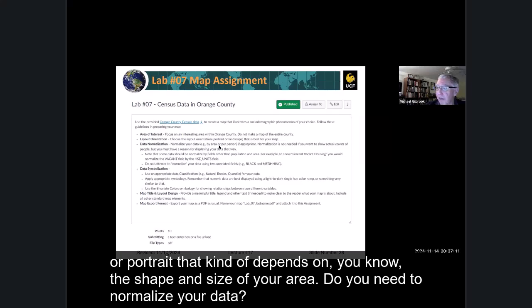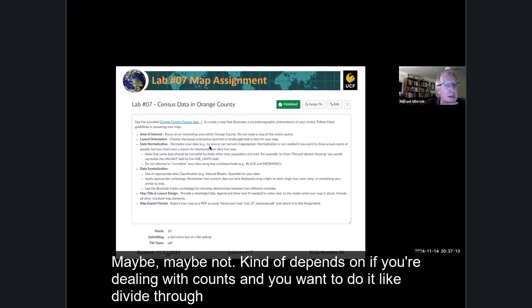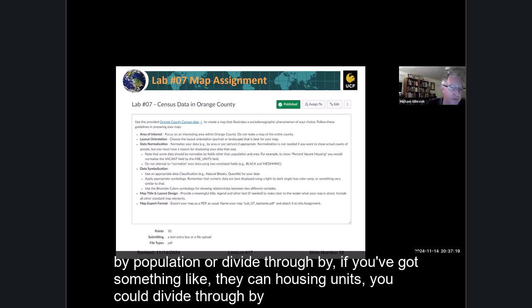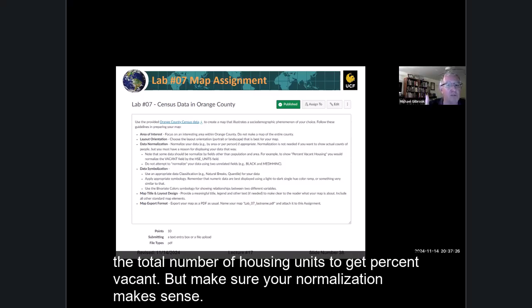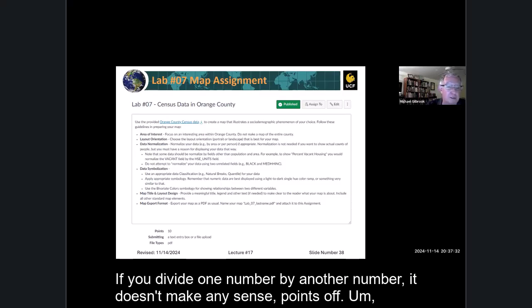Do you need to normalize your data? Maybe, maybe not. It depends on if you're dealing with counts and you want to divide through by population, or if you've got something like vacant housing units, you could divide through by the total number of housing units to get percent vacant. But make sure your normalization makes sense. If you divide one number by another number and it doesn't make any sense, points off.